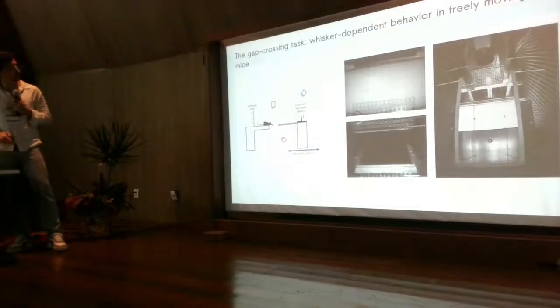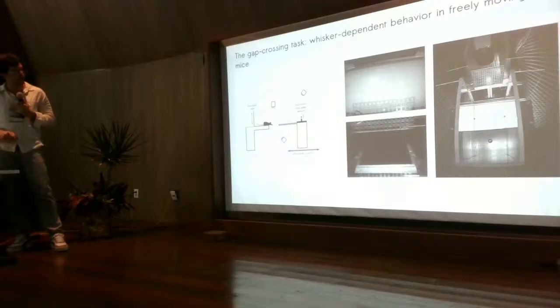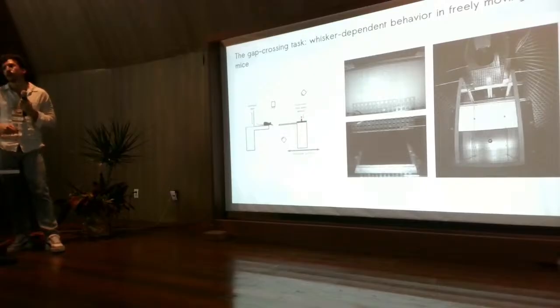So starting with the behavioral characterization, this is the gap crossing task. It's a whisker dependent behavioral task. This is the schematic of the task. Here we put the animal in the home platform. There is an automatic door that, when it opens, gives the animal access to the gap area. The reward platform is movable, so we can adjust the distance. If the animal crosses the gap, he can get a reward.